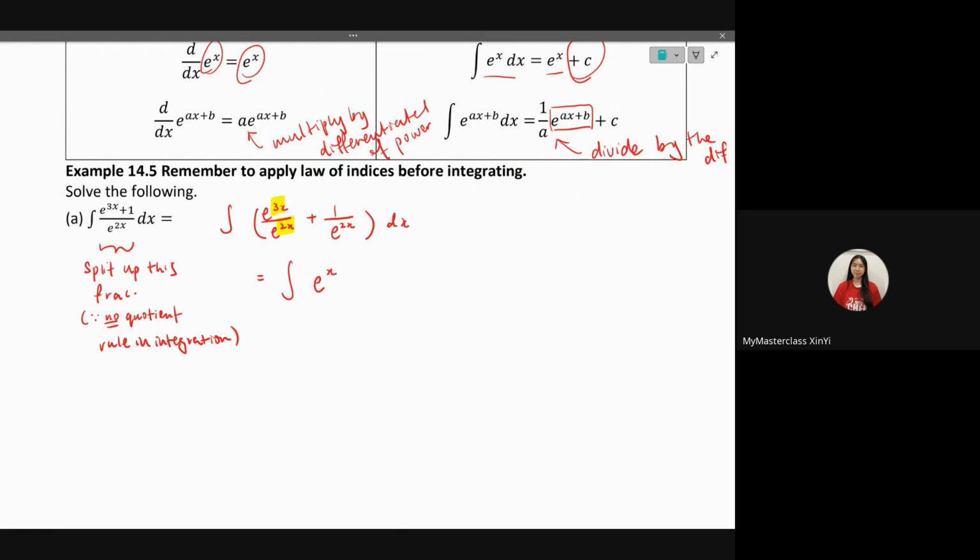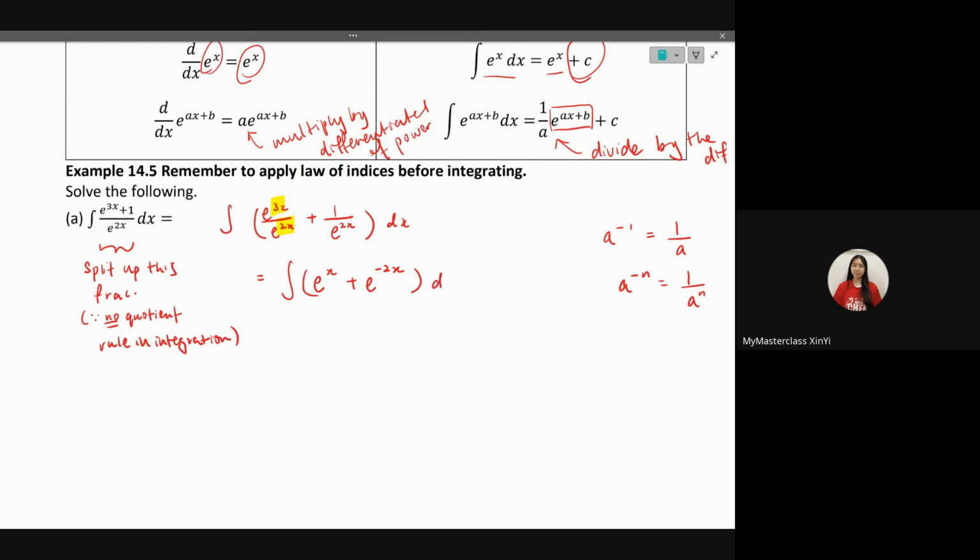Then when I have 1 over e to the power of 2x, this is essentially a negative power, so that I will have 1 over something. Recall in indices, where I have a to the power of negative 1, it becomes 1 over a. So a to the power of negative n becomes 1 over a to the power of n. Same logic here. If I have 1 over e to the power of 2x, then this becomes plus e to the power of negative 2x.